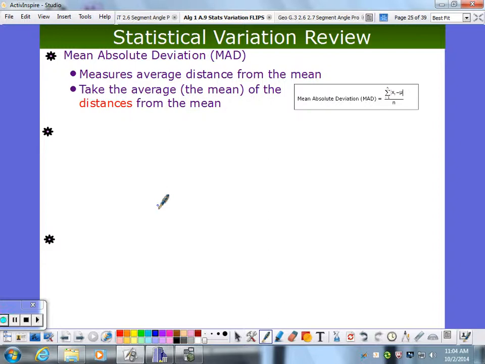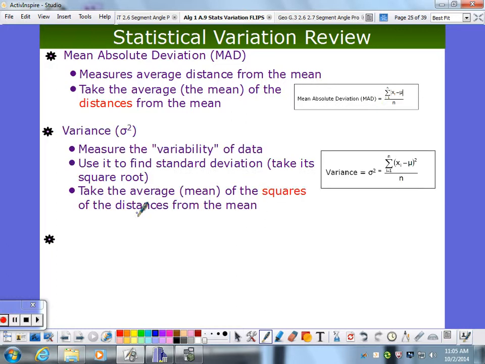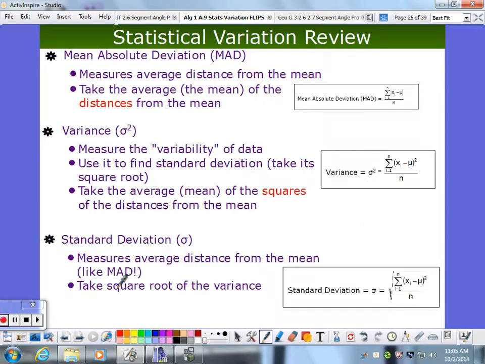Okay. So here's mean absolute deviation. It measures average distance from the mean. What you do is you find the mean, you find all those distances, x minus mean, take the absolute value, and average those distances. That's what this is telling you to do. Variance says I don't want to take absolute value of those distances. I want to square them, and then I'm going to average all those squares. Then standard deviation says, once you get variance, take the square root, and I've got a good measure of average distance from the mean. Doing the same kinds of measurements in different ways.